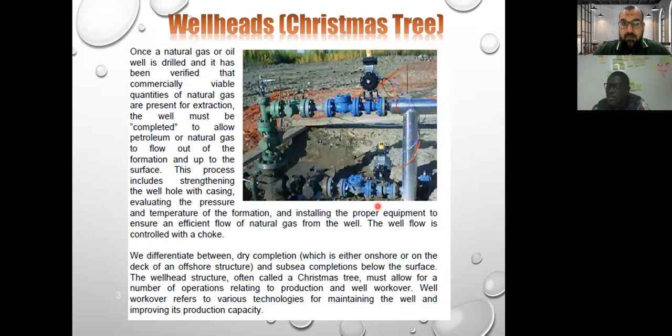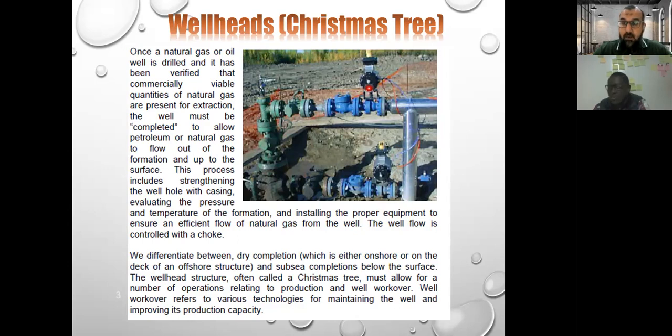To be clear about this one, let's understand more details. After they extract, for example, the natural gas, they allow some petroleum or natural gas to flow out of the formation up to the surface. This process includes strengthening the well hole and casing to evaluate the pressure and temperature of the formation. So they install proper equipment to ensure an efficient flow of natural gas from the well. The well flow is controlled with a choke. This is called a choke valve. This choke valve is a very important valve to control the flow. It is allowing very high pressure.